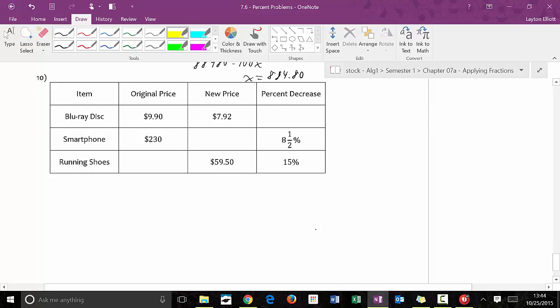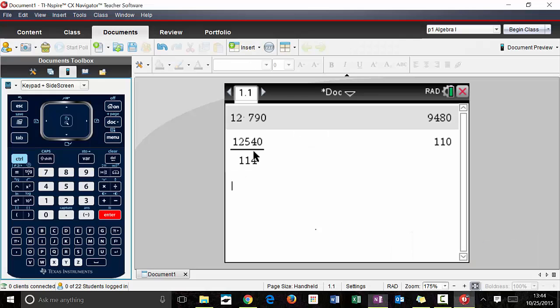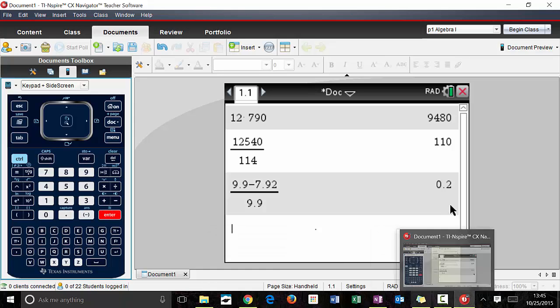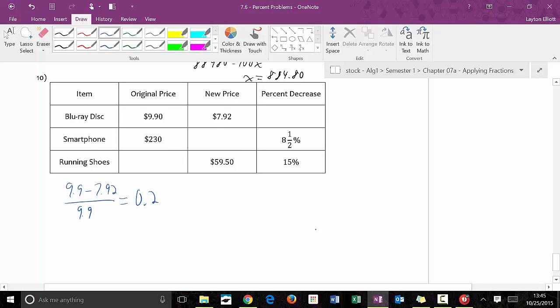Okay, this is percent decrease, so just a little bit different. Original, it's still big minus small over original, so I'm going to go 9.9 minus 7.92 over the original, which is 9.9. Let's just plug this one into the calculator. You can actually do a fraction. 9.9 minus 7.92, put that over 9.9. And I get 0.2. Times that by 100, and it's 20%.